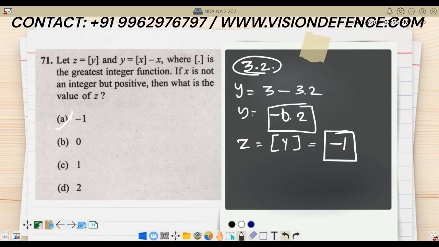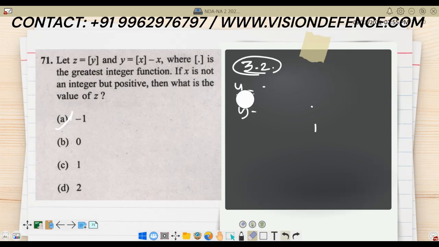Okay. So let's move on to the next question. So solve this step by step. So there are two functions. Of course, both are greatest integer function. If x is not an integer but positive, then what is the value of z? Okay. So we'll take a random positive decimal number.